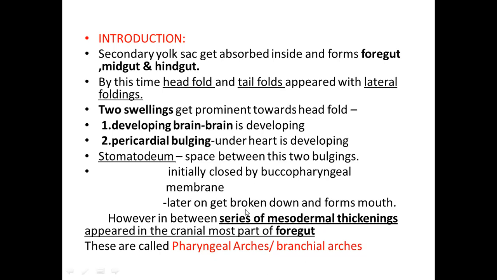So this is today's topic, pharyngeal arches. What are the pharyngeal arches? They are the series of mesodermal thickenings that appear in the cranialmost part of the foregut, which we call pharyngeal arches, or another name for them is the branchial arches. One should know the alternative name also when it comes up in discussion.